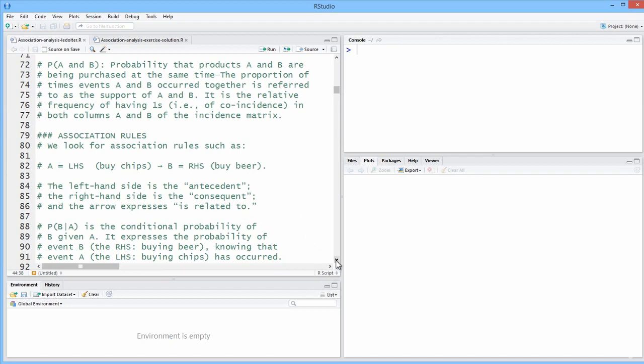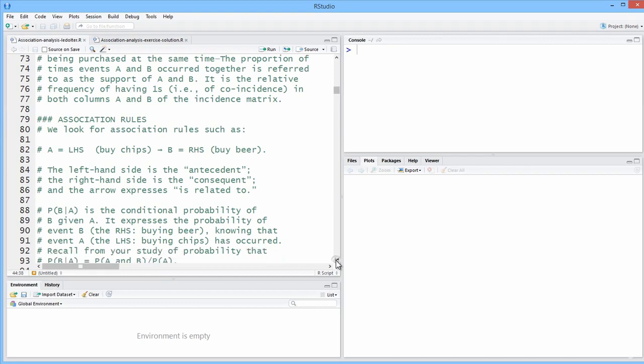Now, he does introduce a couple of additional terms here that are useful. The left-hand side is the antecedent. Can you see the arrow right here? I copied it right out. So chips are the antecedent. Beer is the consequent. This symbol, the arrow, just means is related to. They coincide. It's just an arrow going from the left to the right.